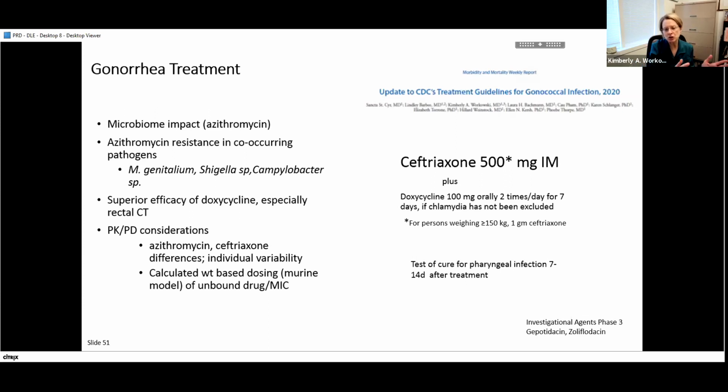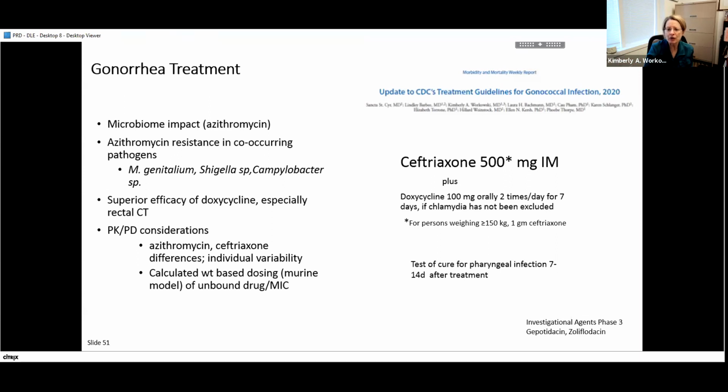If you get it too close to 7, then you're more likely to get some dead DNA. If you get it closer to 14 days, if the patient has recurrent sexual activity, you don't know if they've been reinfected. We don't know what the sweet spot is, but we think it's somewhere between 7 and 14 days.